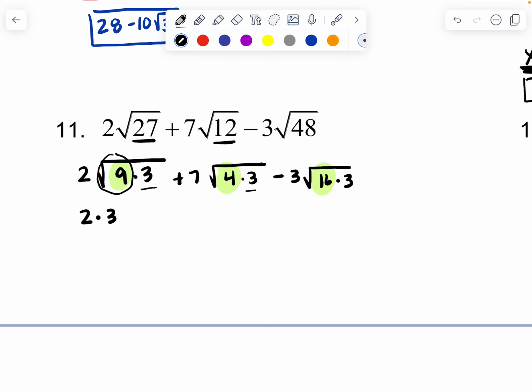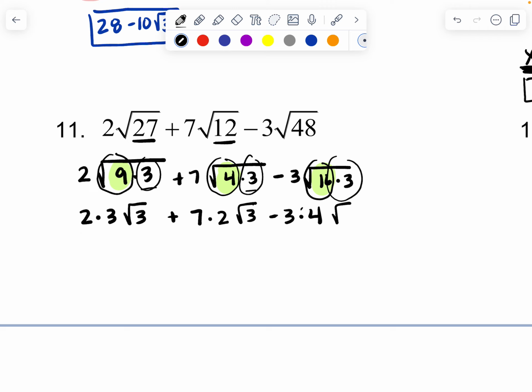And then I have this guy left over inside the square root, okay? Do the next one. 7 times the square root of 4, which is 2, and then I still have this square root of 3 left over in my radical. And then minus 3, the square root of 16 is 4, and then I still have the square root of 3 left over in the radical. And notice, all the radicals are now square root of 3, square root of 3, square root of 3, which is what I wanted, right?